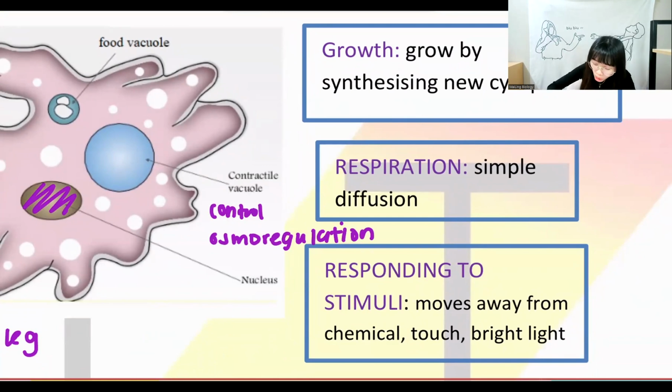Osmo means what? Osmo means water. Regulation means regulate. When the terms end with ION, it means it's a process. So the entire term osmotic regulation means it's a process that regulates water balance in cell.